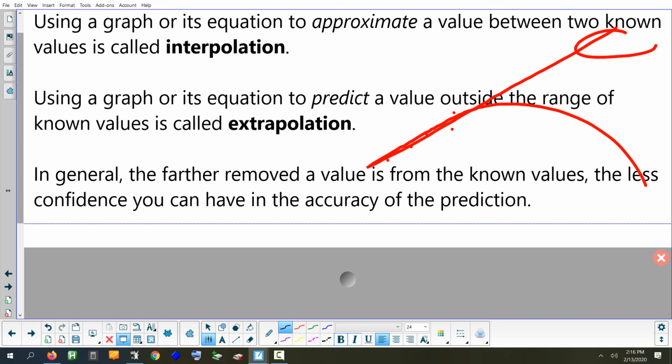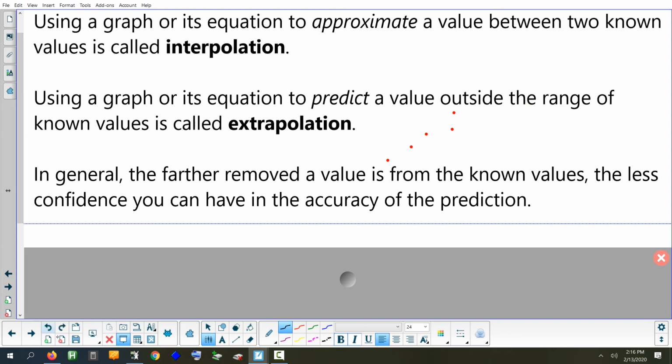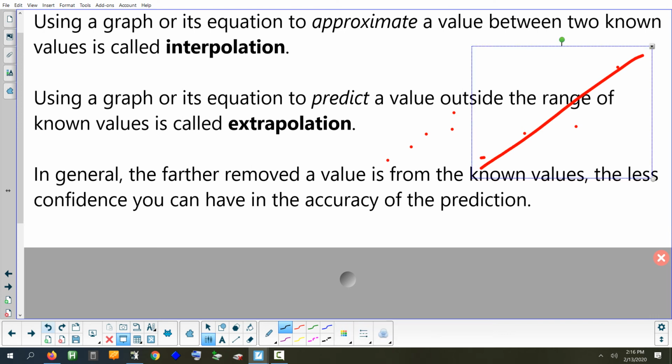Versus if you had points like this, and you had a line, and you said, I want you to predict what happens between those two dots, like right in there. That's interpolating. I'm making a prediction between two points, not way off the end. That's extrapolating.